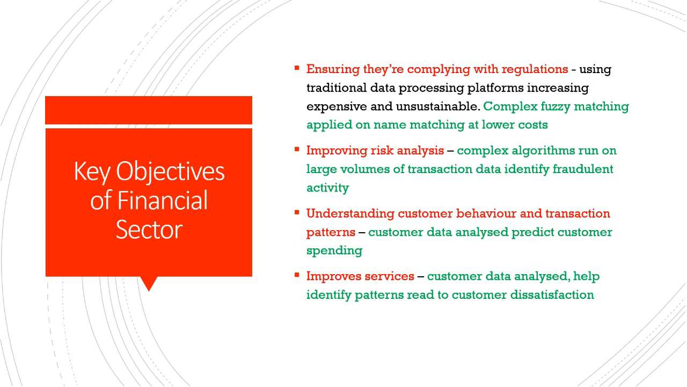So the key objectives for the financial sector. How does the financial sector use data mining and big data? Well, they have to ensure that they're complying with regulations, because using traditional data processing platforms is becoming increasingly expensive and unsustainable for them. So they use complex fuzzy matching, which is applied to name matching at lower costs.